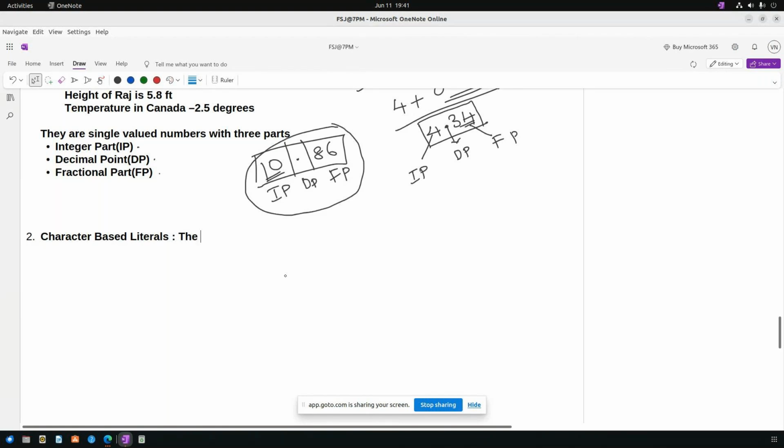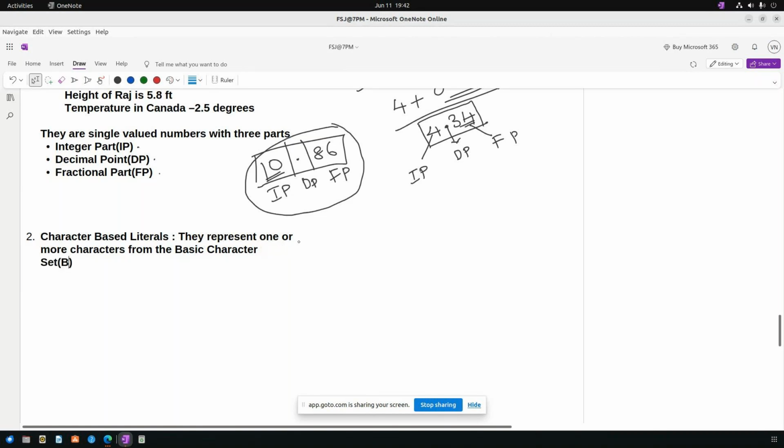They represent one or more characters from the basic character set. So what is this basic character set all about, sir?